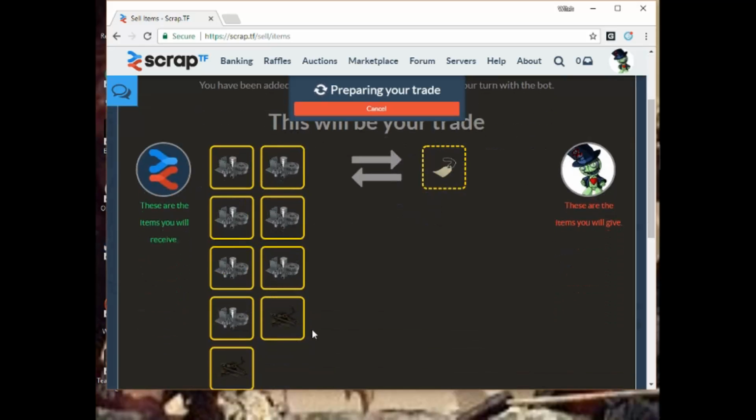3, 4, 5, 6, 7, and 2 scrap. Now, refined metal is worth a lot in this game. In particular, you use it to get hats. And scraps, partial scraps, you get the idea.